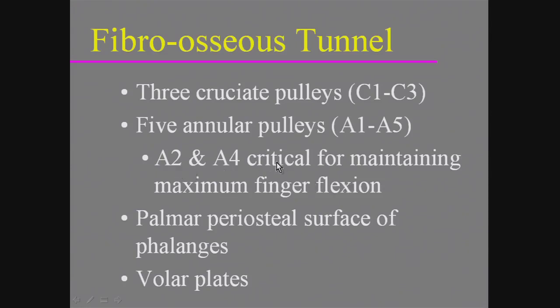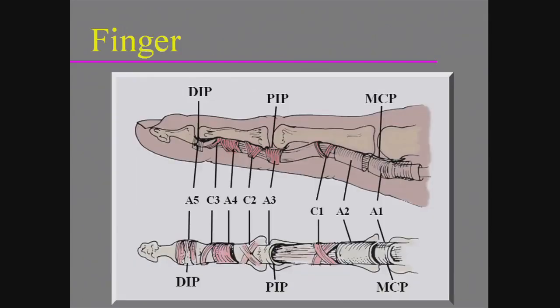That's the A2 pulley at the level of the proximal phalanx and the A4 pulley at the level of the middle phalanx. These pulleys attach to the palmar periosteal surface of the phalanges. And then in addition, another structure that we see that's kind of part of this fibroosseous tunnel on the palmar aspect of the fingers is a fibrocartilaginous structure, the volar plates, which can also tear, rupture, displace, similar to the problem you can get with plantar plates in the toes.